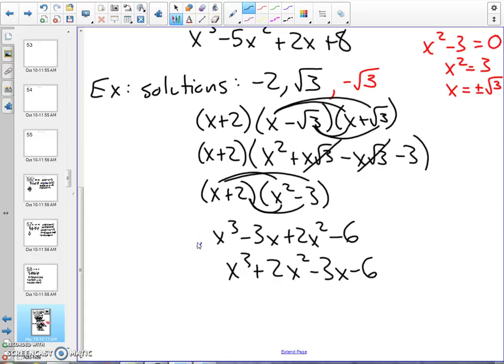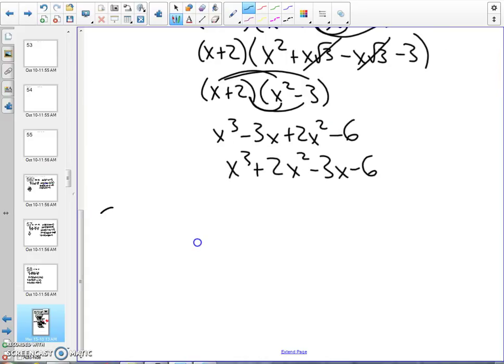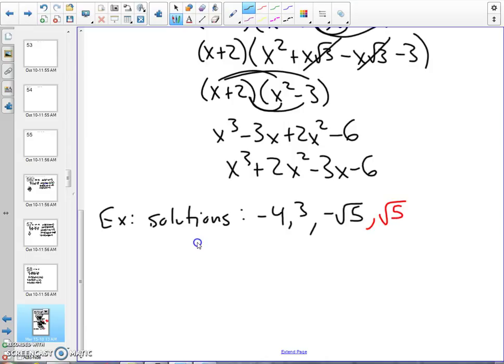So if I were to factor and solve that polynomial, I would get those same solutions. All right, we'll just try one more here. So this time, my solutions are -4, 3, and negative radical 5. So the deal is, they only give me negative radical 5, so I have to know that positive radical 5 is also a solution. And this time I'm going to have 4 sets of parentheses. So x plus 4 and x minus 3, x plus radical 5, and x minus radical 5.